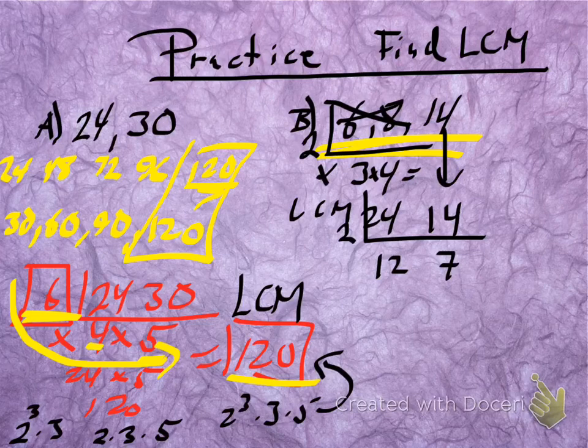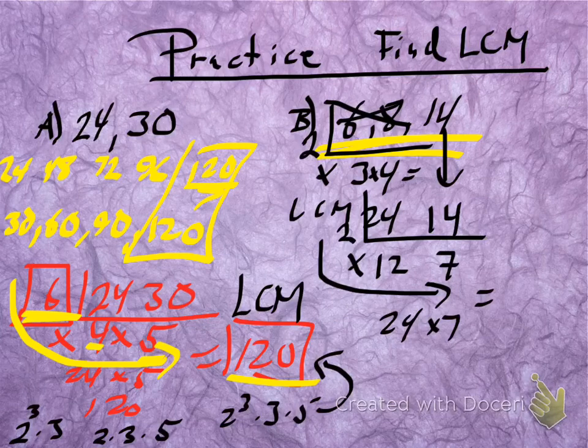So here's what we're going to do. We're going to take this LCM across the bottom. We're going to multiply 2 times 12 is 24, and 24 times 7, that's going to be 7 times 4 is 28. It's going to be 148. Let's take a look at this.